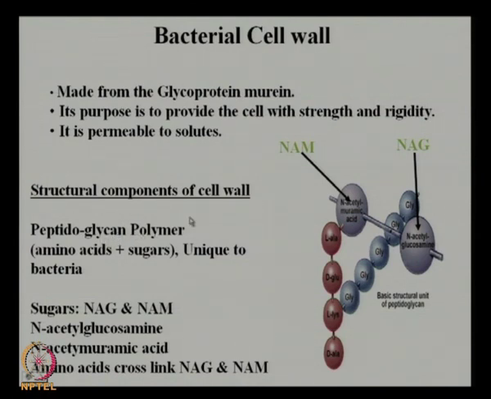Now, if we classify further the components present in this peptidoglycan, we can categorize the polymers into NAM and NAG. What is NAM and what is NAG? NAM is N-acetyl-muramic acid and NAG is N-acetyl glucosamine. Now, see here it is a composition of amino acid and sugar. In other words, we can say that it is an amino sugar.